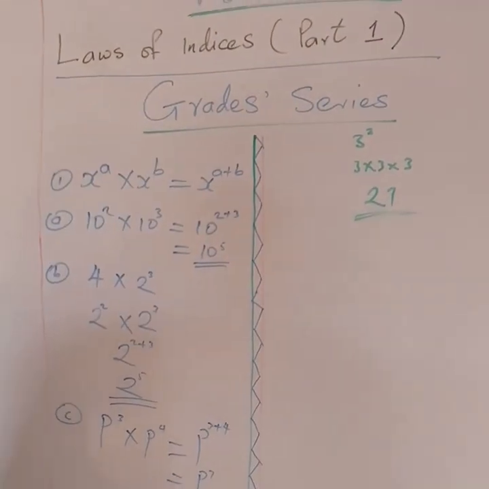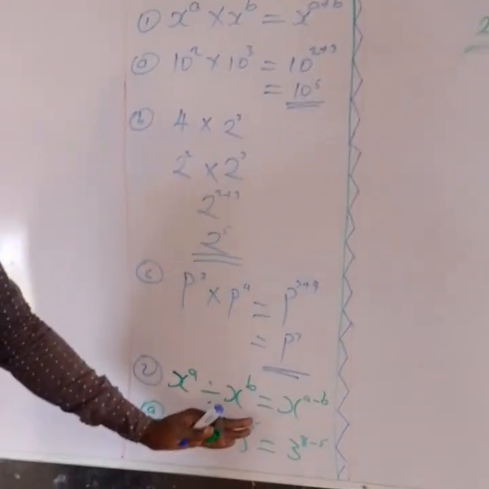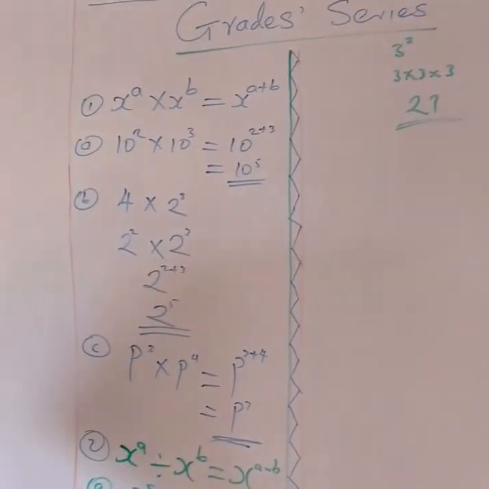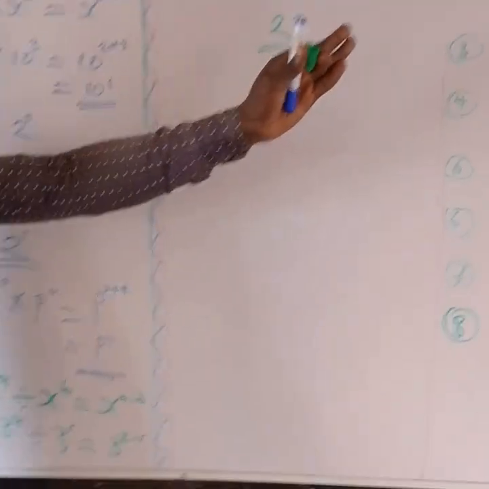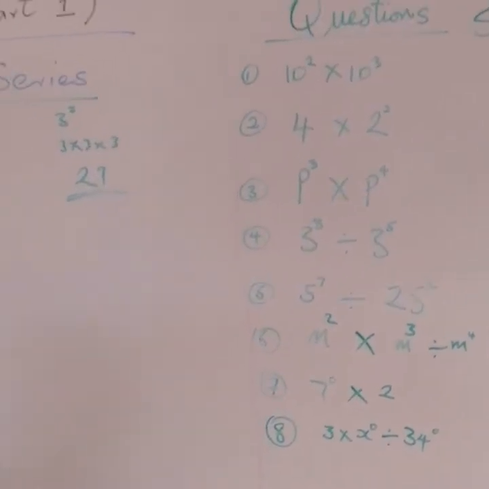And so 3 raised to the power 8 divided by 3 raised to the power 5 will give us 27 as the correct answer. Let's use another example here to work this.